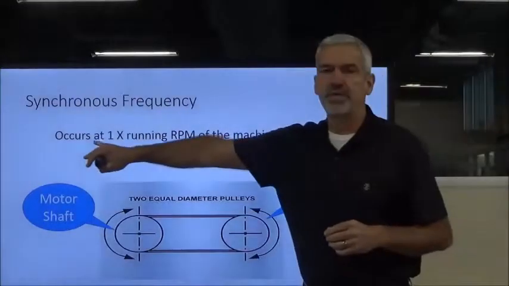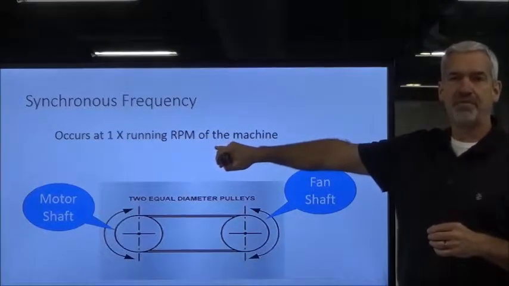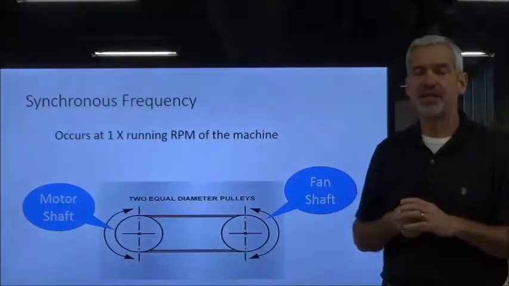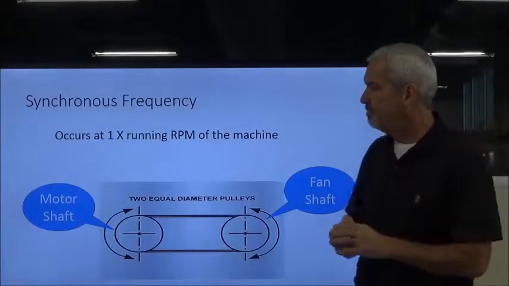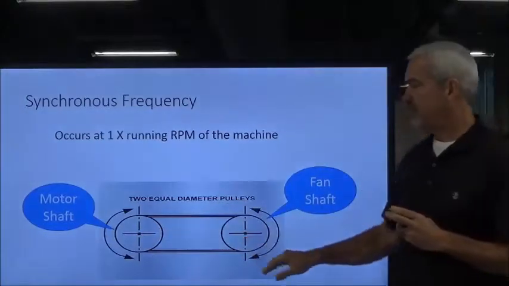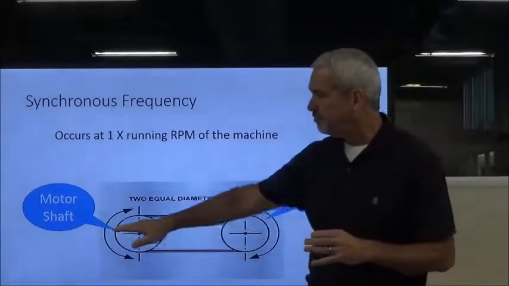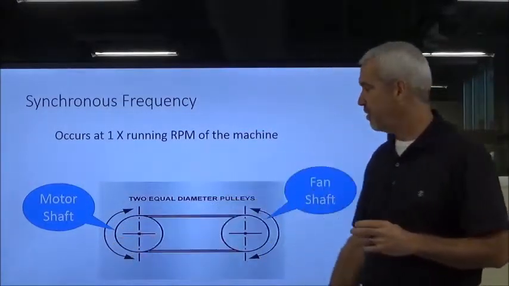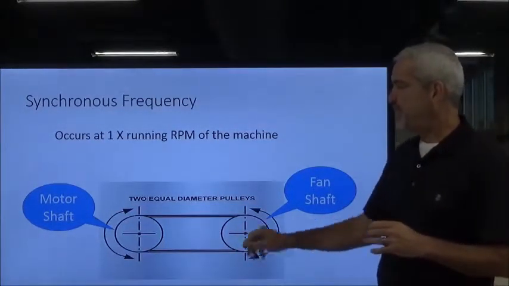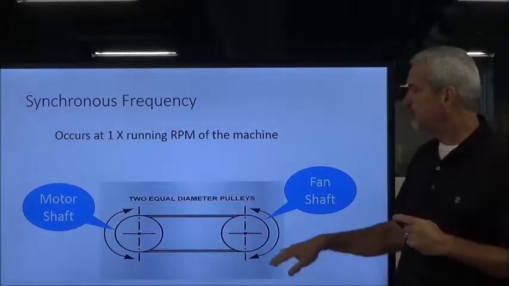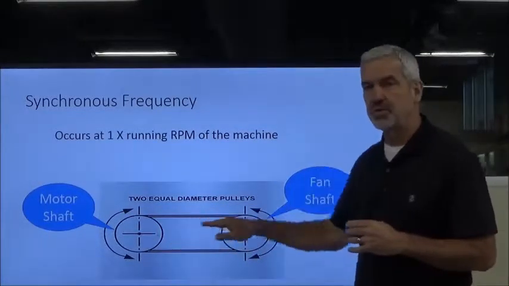The synchronous frequency occurs at 1 times the running RPM of the machine. Now we've used the 3-phase electric motor, most of which run at about 1800 RPM. So if we have a motor, and again this is a motor and sheave combination, but it can be anything. It can be an industrial blower, it can be conveyors or whatever. But if we have a motor shaft turning at 1800 RPM, and we have a 1-to-1 sheave ratio, and we have an 1800 RPM frequency coming out of our machine, it's going to occur at 1800 because there's a 1-to-1 ratio between the sheaves.